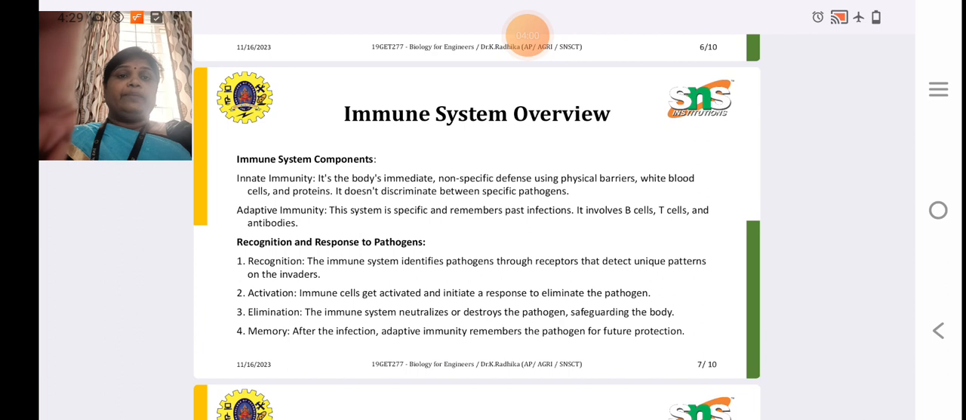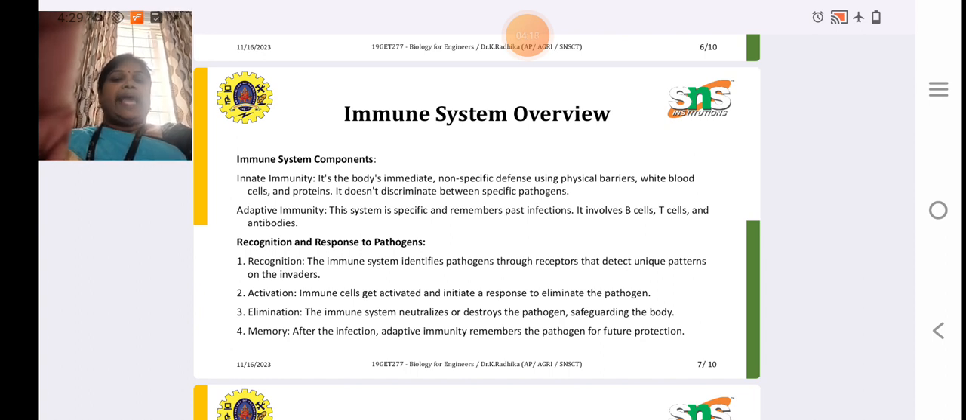Adaptive immunity. This system is specific and remembers past infections. It involves B cells, T cells and antibodies. Recognition and response to pathogens. Recognition: the immune system identifies pathogens through receptors that detect unique patterns on the invaders.